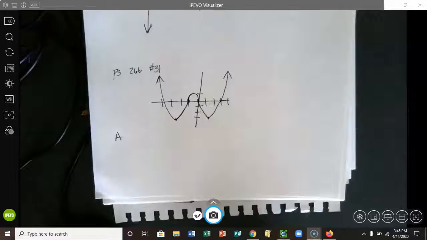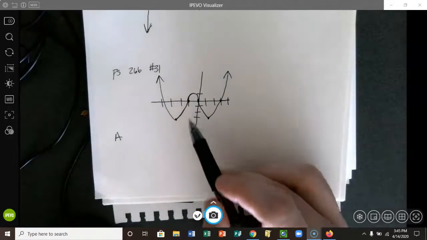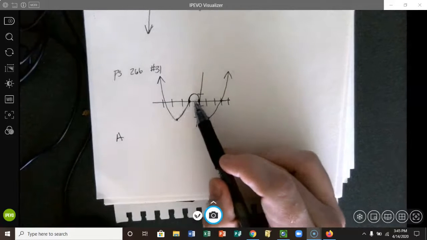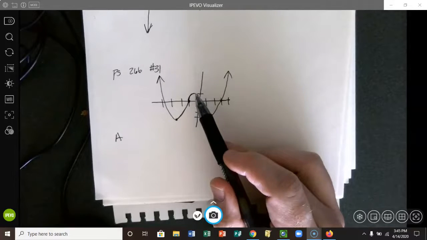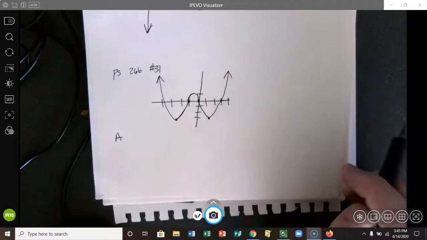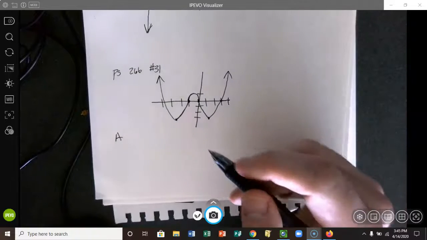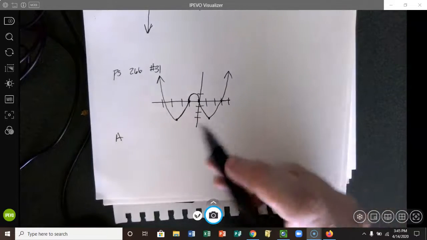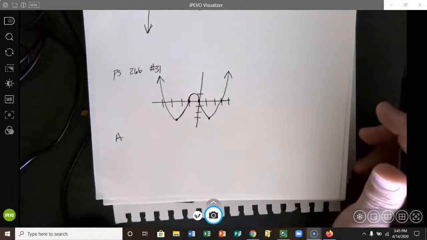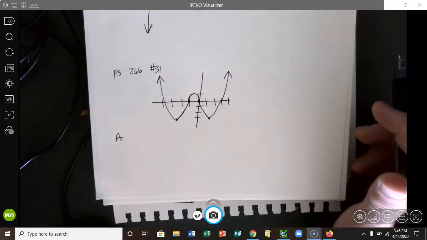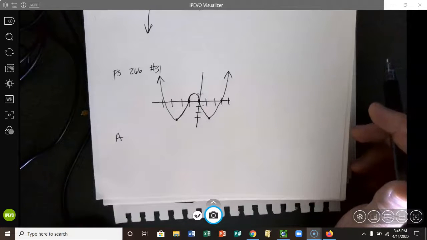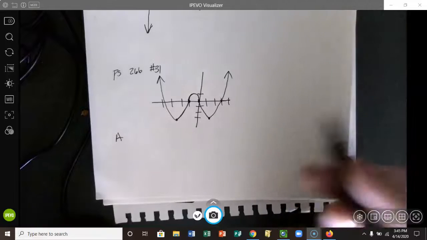Okay guys, we're here working page 266, number 31. You can see 31 gives you a graph that looks something like this. It's my best recreation, not exact, but we can answer letters A, B, C, and D from it. So first we're going to look at letter A. It says estimate the x-coordinate of every turning point and determine if those coordinates are relative maxima or relative minima.